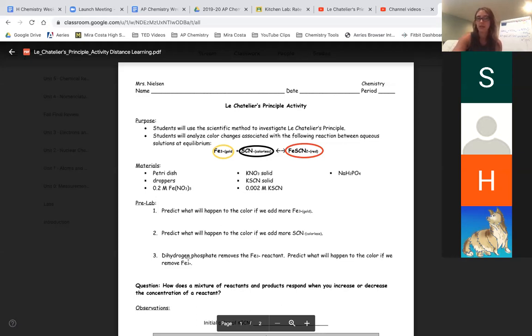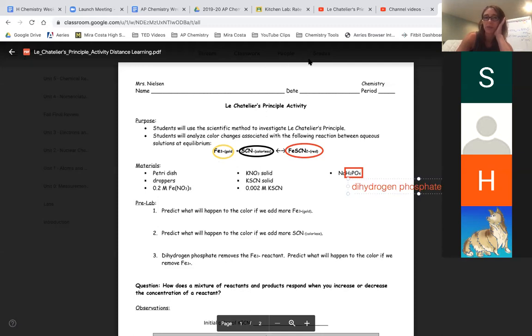And then lastly, dihydrogen phosphate. This is dihydrogen phosphate right there. Okay. It's an ion. The sodium is just there to make it soluble in water. Okay. So dihydrogen phosphate removes that iron.